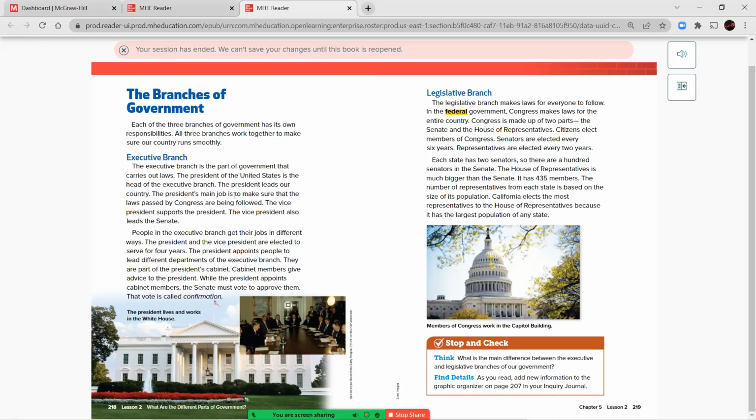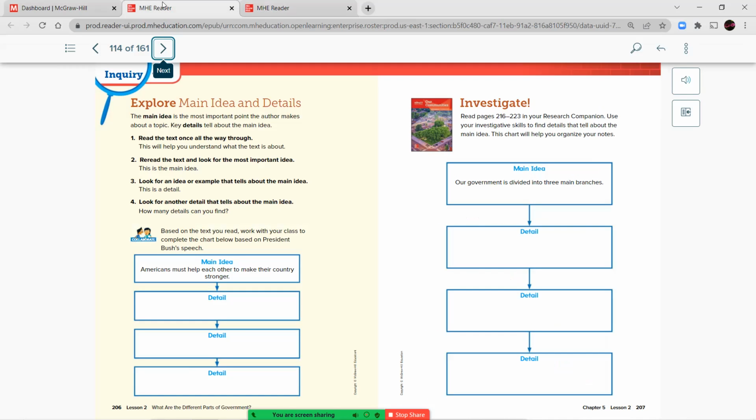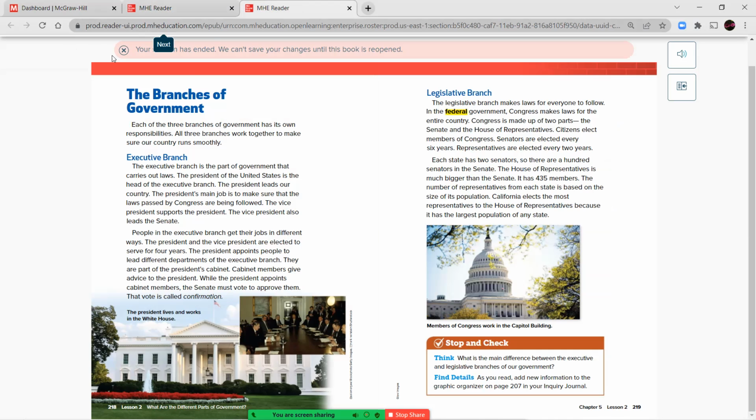So far we've talked about the executive branch and we've talked about the legislative branch. So you can put into your graphic organizer over here that the executive branch carries out the laws and it's made up of the president and his cabinet. And then for our legislative branch, we say the legislative branch makes the laws and it includes the Senate and the House of Representatives.